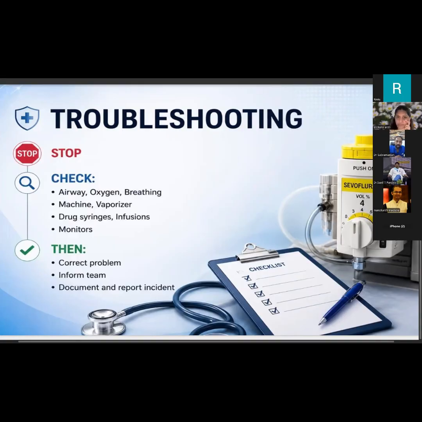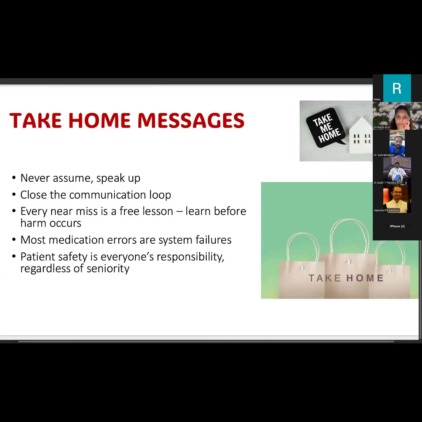To conclude, I would like you to remember five take home messages. Number one, never assume, always verify. Second, communication is incomplete until it is acknowledged. Third, near misses deserve investigation because they reveal system vulnerabilities. Fourth, patient safety is strengthened through standardization, checklists, and regular audits. Finally, patient safety is everyone's responsibility, regardless of seniority. Sometimes one sentence, "Doctor, the vaporizer is on," can prevent a catastrophic event.